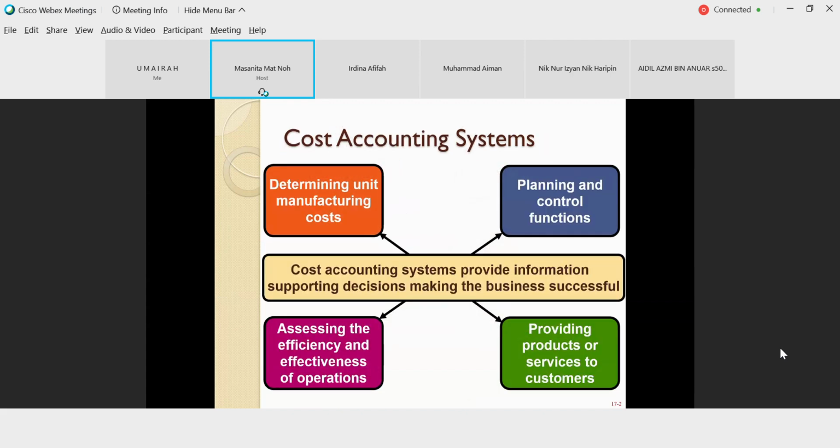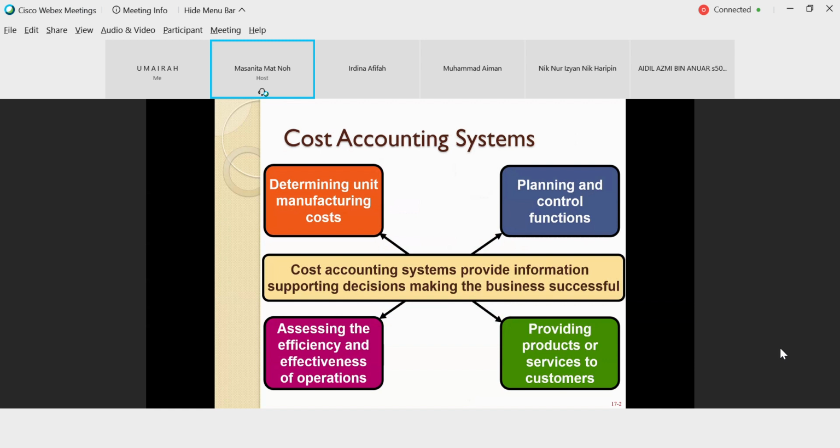Alright, so for managers, management accountants and managers of the company, this kind of costing information is very very important for them to make decisions.